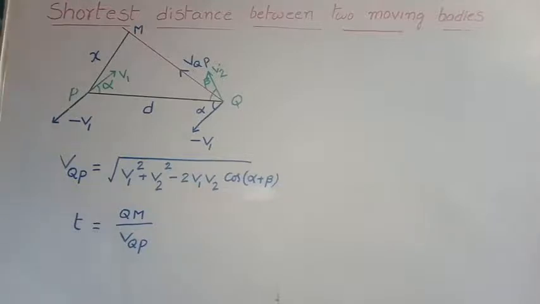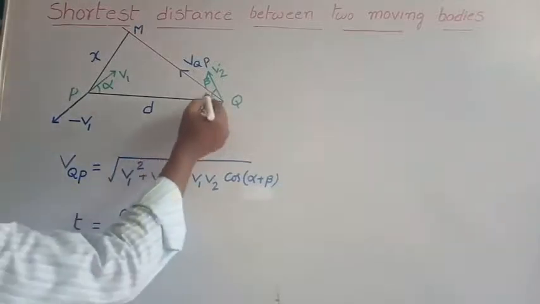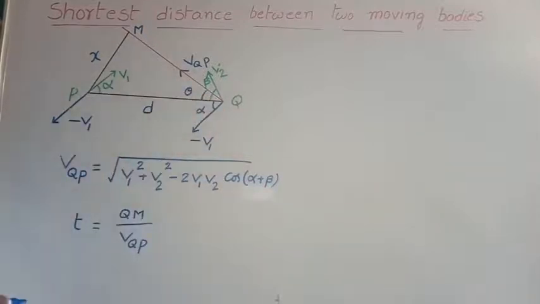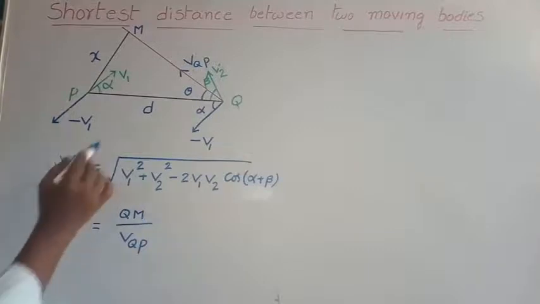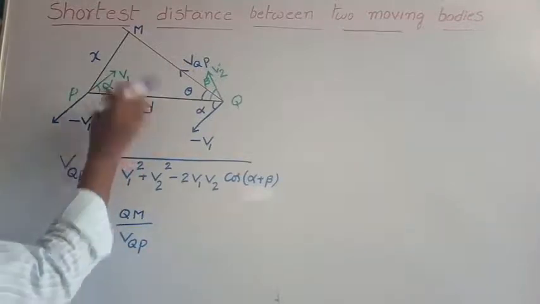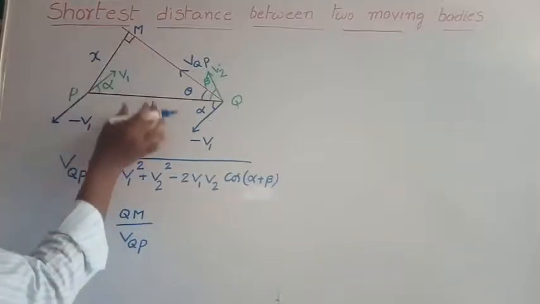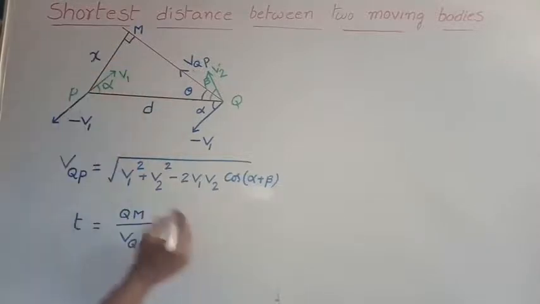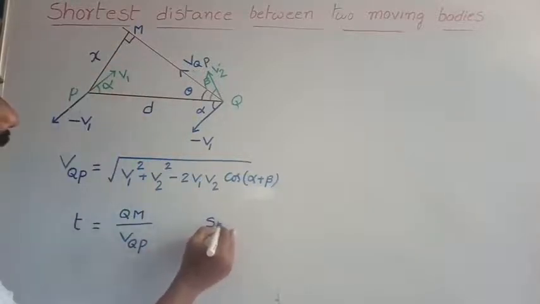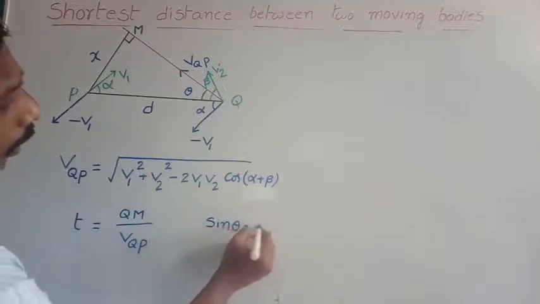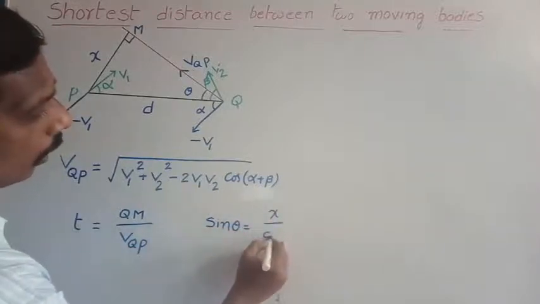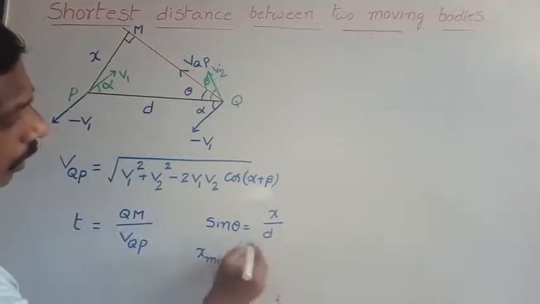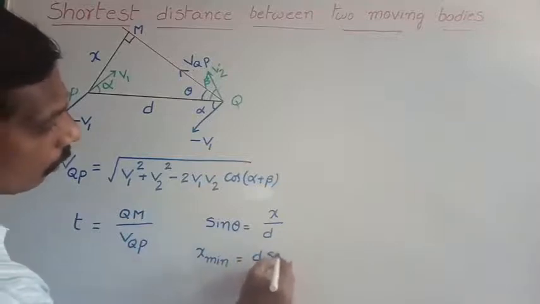So how to calculate the PM value? To calculate the PM value, assume the resultant velocity makes an angle theta. So from this we know this side. Here the angle is equal to 90 degrees. This side acts as the hypotenuse. We know the hypotenuse value D, we know the angle, so simply find the opposite side value. Sin theta is equal to the opposite side x by the hypotenuse D. From this, the minimum distance x minimum is equal to D sin theta.